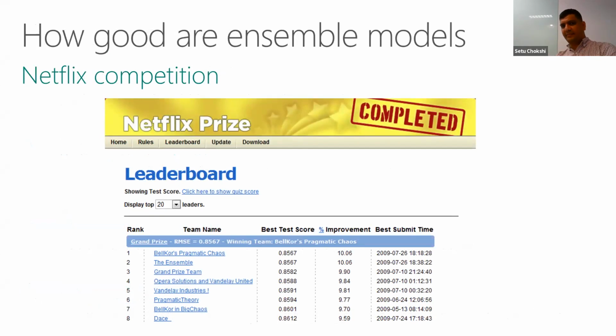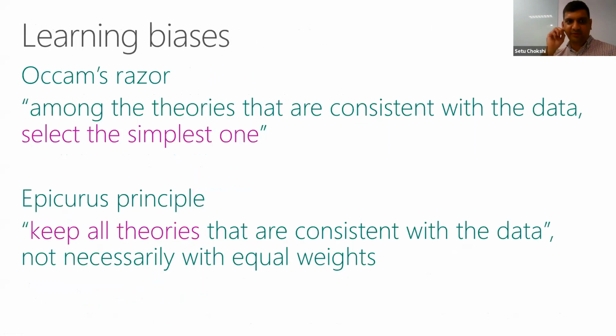And ensembles are pretty good. The Netflix competition is one of them. In the interest of time, I'm going to skip Netflix. There's a very interesting story I would encourage you to go and find out, specifically what was happening with the top two winners. They submitted within 20 minutes of each other, both of them getting the same score. So go read about them. It's a very fun story.